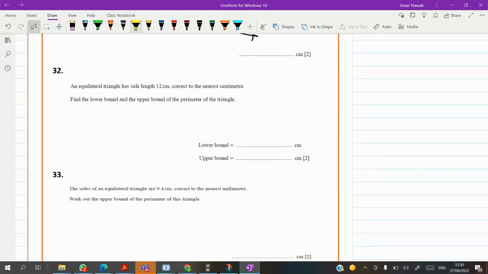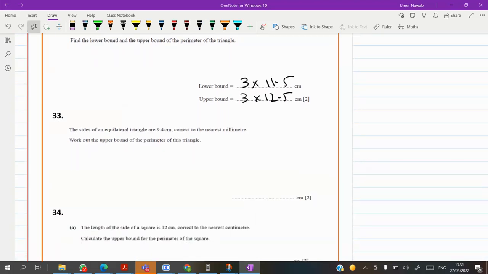Equilateral triangle, 12 centimeters to the nearest centimeter. So 11.5 and 12.5 are the lower and upper bounds. We want to find the perimeter of this equilateral triangle. An equilateral triangle has three equal sides. So if you want to find the lower bound, it's 3 times 11.5, because all the sides are the same, so we multiply by 3. The lower perimeter is 3 times 11.5, and the upper is 3 times 12.5.